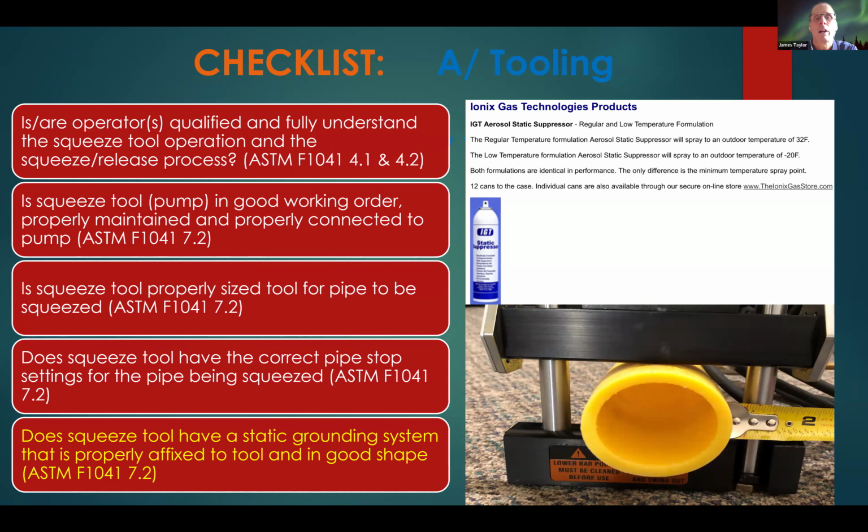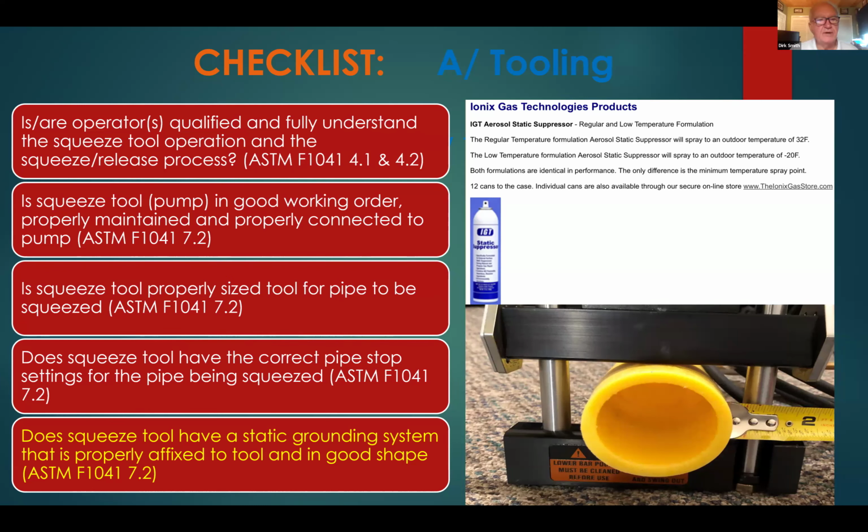Is the squeeze-off tool properly sized? Are we undersized? Are we too big for it? Again, back to ASTM. Does the squeeze-off tool have the right stops and over-squeeze protection on it? Again, for ASTM, we don't want to over-squeeze that pipe too far. And the most important thing while we're here today is, does the squeeze tool have a static grounding system that is properly affixed to the tool and in good shape? Our tools have a number 6 welding cable that goes right to the body of the tool and right to the ground with a brass spike, a great path to ground.